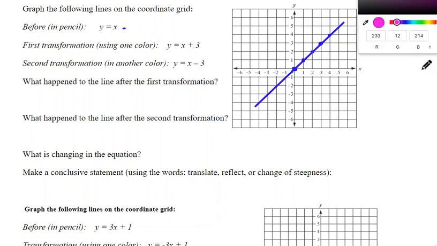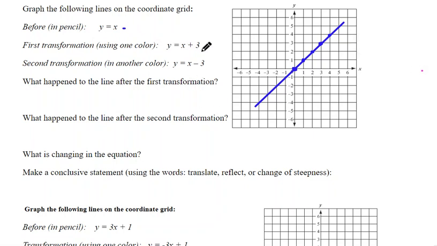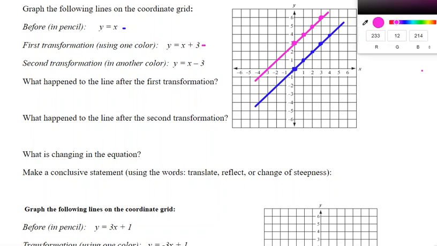Let's do our next line. It says y equals x plus 3. Plus 3 means my y-intercept is 3, so I'll put a dot on 3, and my slope is still 1. So up 1 over 1, up 1 over 1, up 1 over 1. After I get some points, I can connect my dots and make my line. We did that one in pink, so let's put pink next to that. Let's get another color.